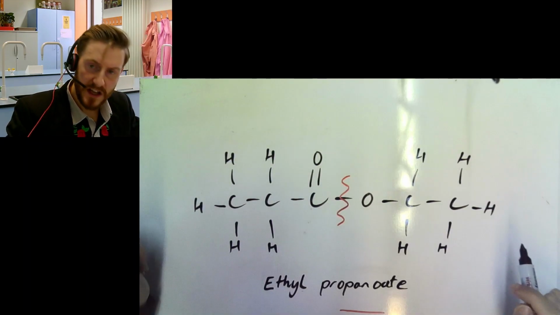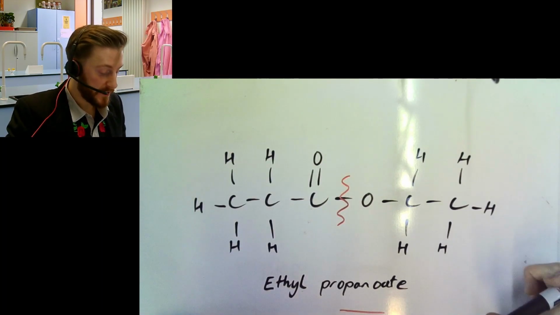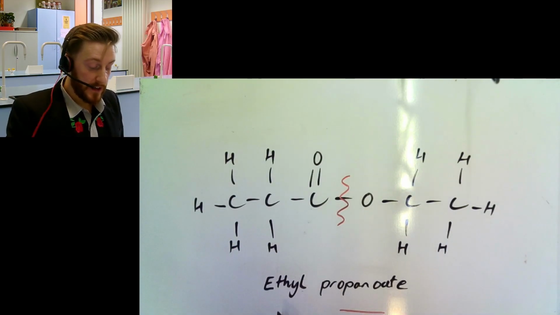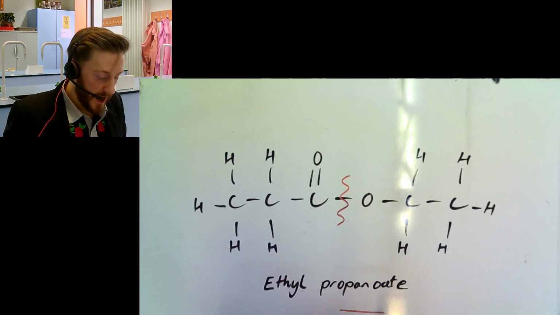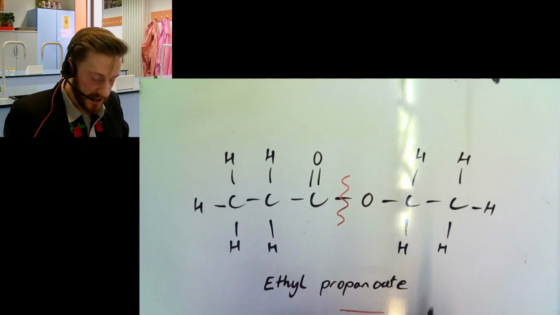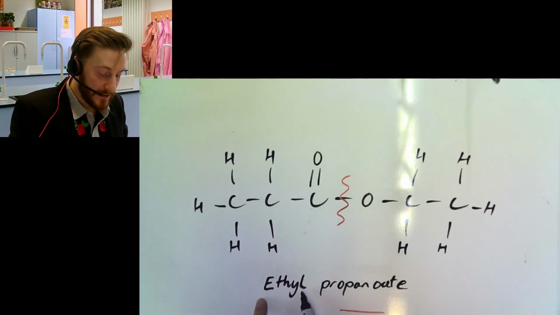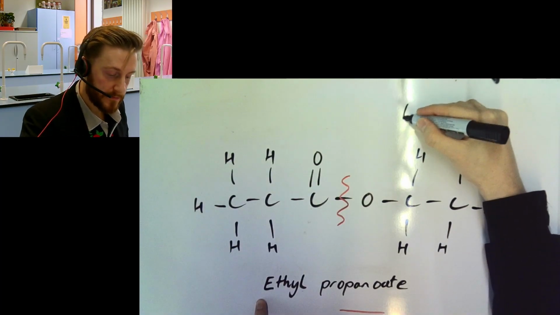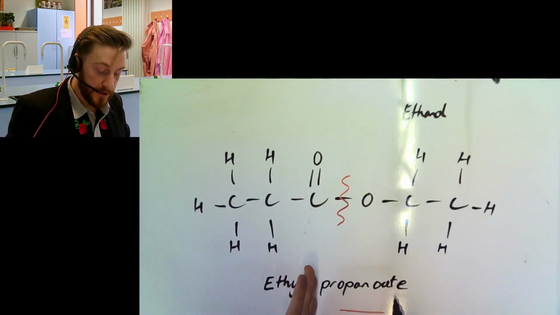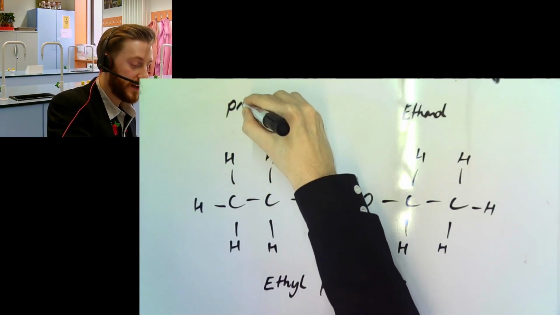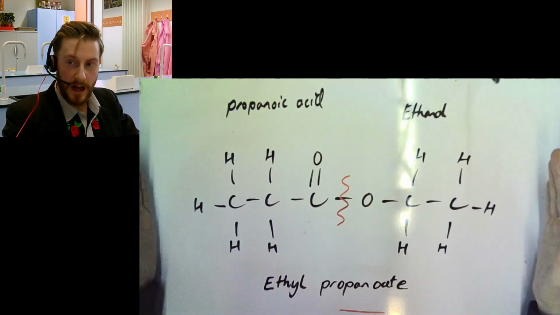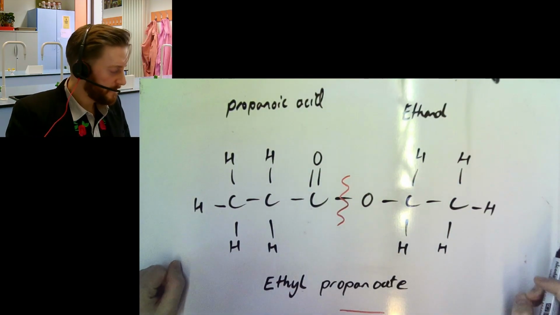So a good question would be, if, say you were doing an exam and they said, name this ester, and we've just named this ester, then the next part of the question might say, what was it made from? What were the two ingredients that you needed to make an ethyl propanoate? And if we already know the name, then that's easy enough because we know the first part's from the alcohol, the second part is from the acid. So an ethyl will be an ethanol, so ethanol. And the second part of the name, propanoate, is going to be our propanoic acid.